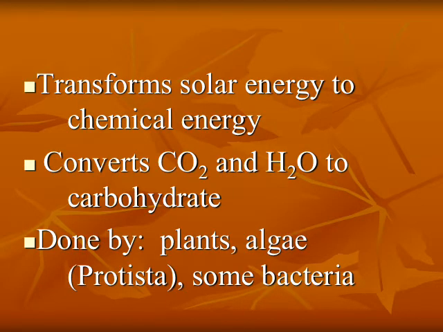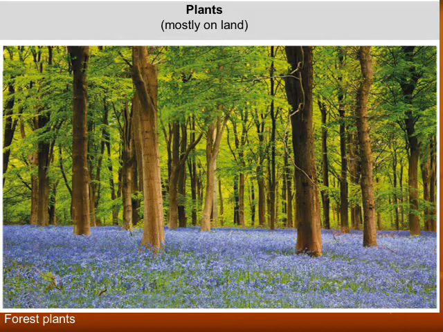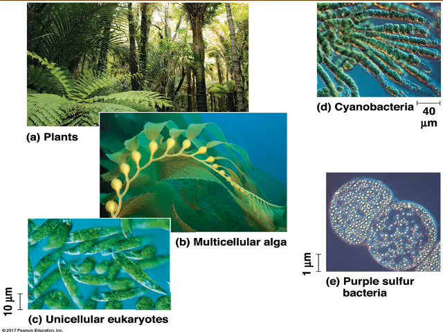Not only plants undergo this process, but some photosynthetic organisms called algae, which are in kingdom Protista, also undergo this process, and some bacteria can also undergo this process. So here's some pretty pictures of photosynthesis. And here's another picture showing the diversity of organisms that can undergo photosynthesis. This is found on page 188 of your books.